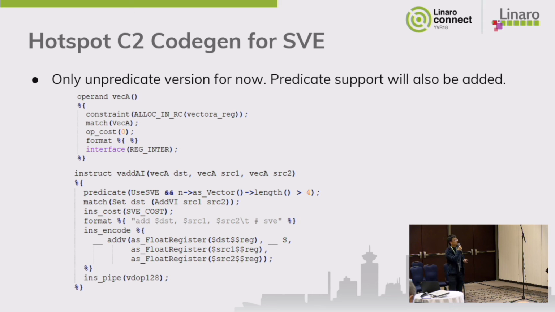So this is the code gen for the SVE. Currently, we only have the unpredicated version for now. Predicate support will also be added. This is how we define the vector register, and this is the code gen code we use. We will require two vector registers for the sources and another one for the destination, and then we will have the match and generate the code.